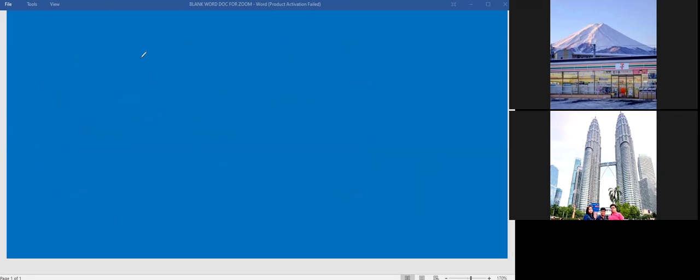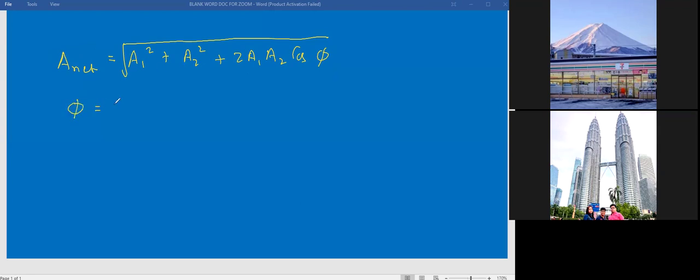Okay. So now we will look into this net amplitude. Net amplitude is mathematically given by the square root of A1 square plus A2 square plus 2A1A2 cos phi. What is this phi? A1 and A2 are the individual amplitudes, but phi is called the phase difference between the two waves.